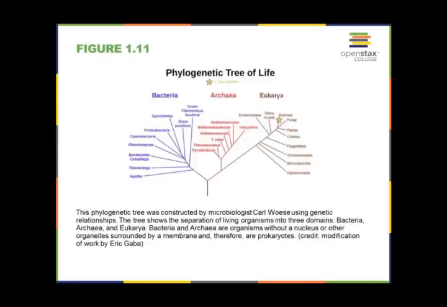This is an example of a phylogenetic tree. This was constructed by Carl Woese using genetic relationships. Some of the phylogenetic trees that we had in the past are being updated as we start to be able to sequence the genomes of more organisms. So you'll see there's 3 main branches: the bacteria, the archaea, and the eukarya.